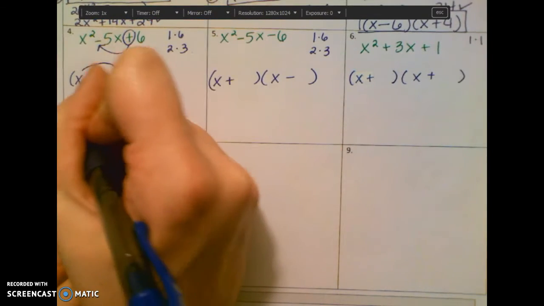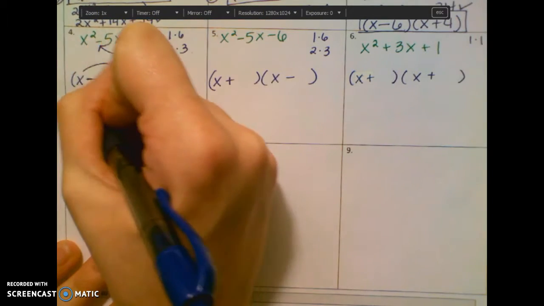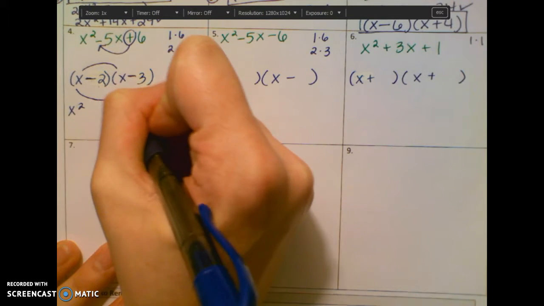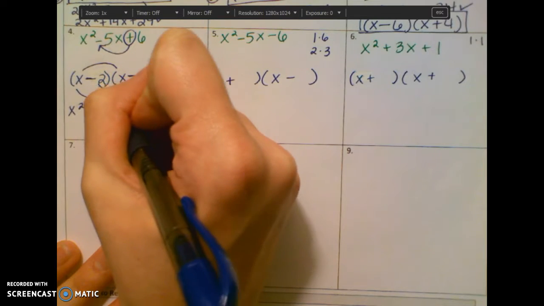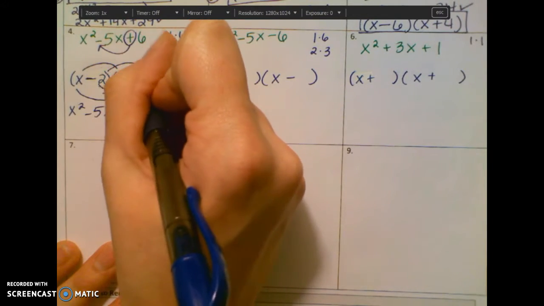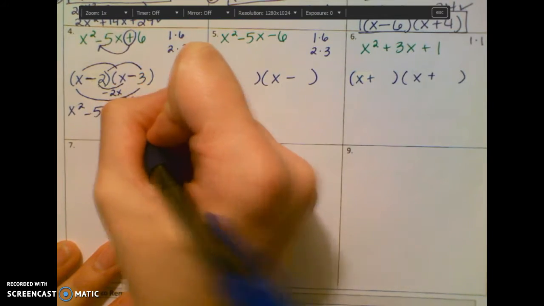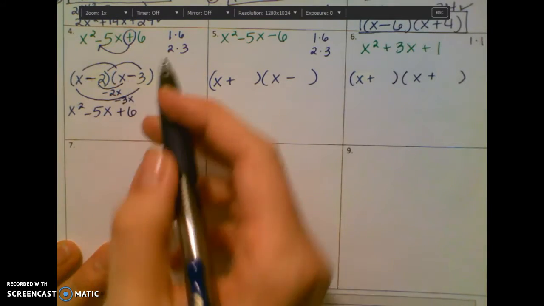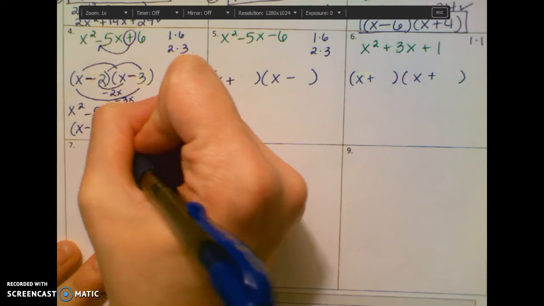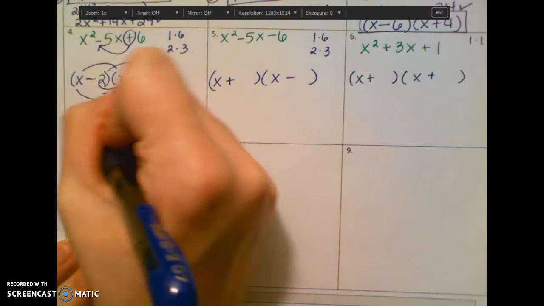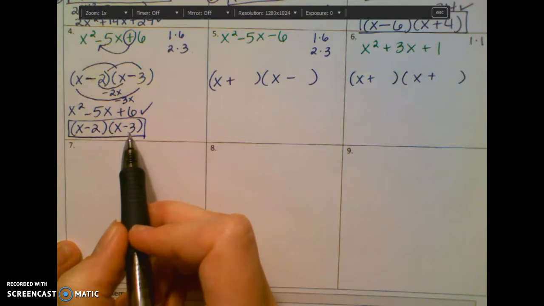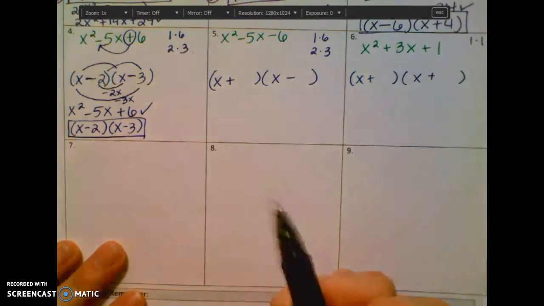We have the x times x is x squared. We have x times -3 is -3x. -2 times x is -2x, making -5x. And -2 times -3 gives us +6. Is that what we started with? Yes, it is. So our answer is x minus 2 times x minus 3. And if you wrote it down in the opposite order, x minus 3, x minus 2, that's just fine. So that is number 4.